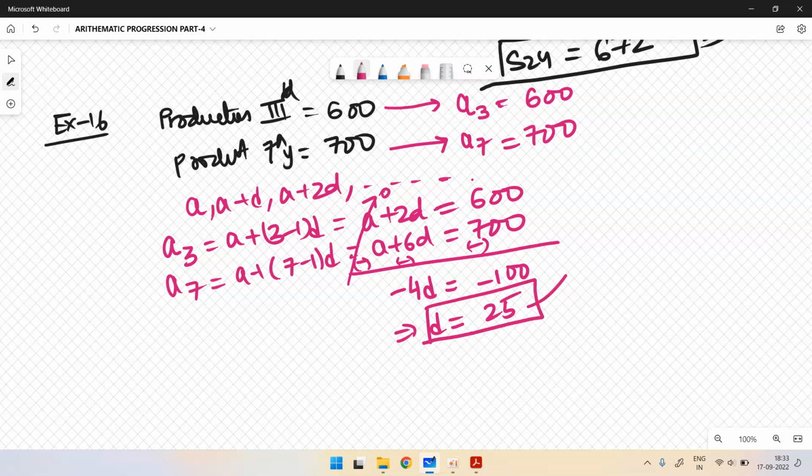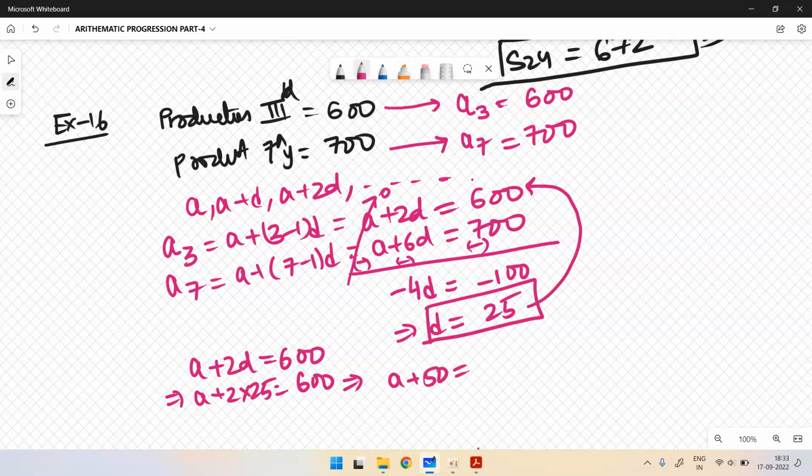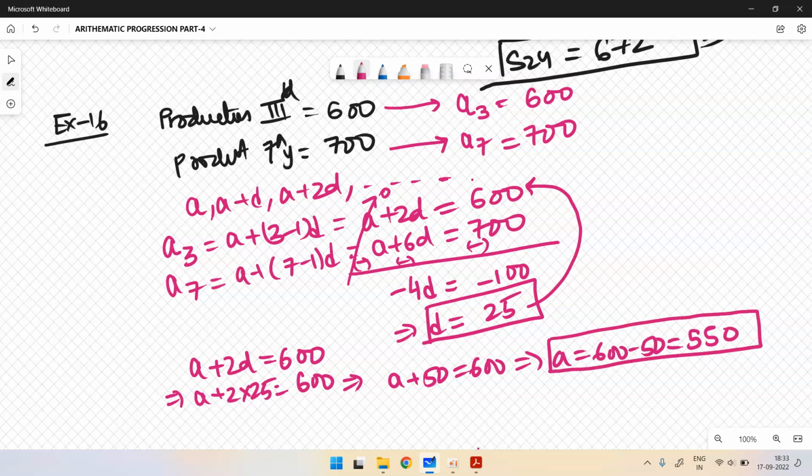Now substitute the value of D in this equation, A plus 2D equals 600, which implies A plus 2 into 25 equals 600, which implies A plus 50 equals 600, which implies that A is equal to 600 minus 50, which is equal to 550. So the first term, the production in the first year, is 550.